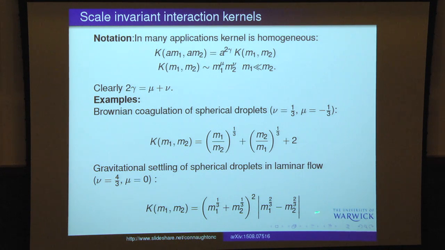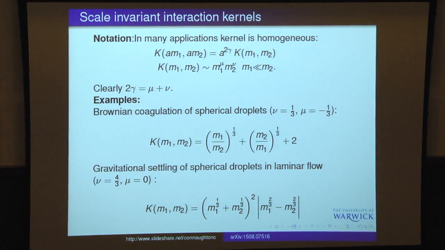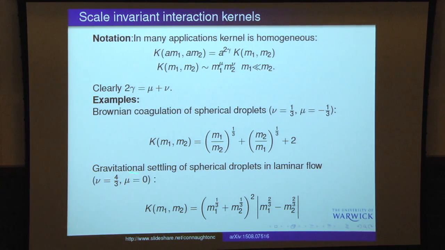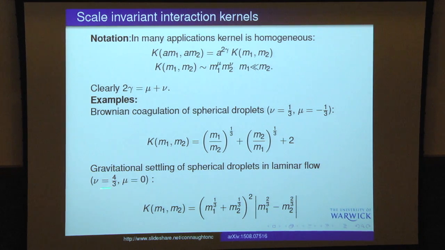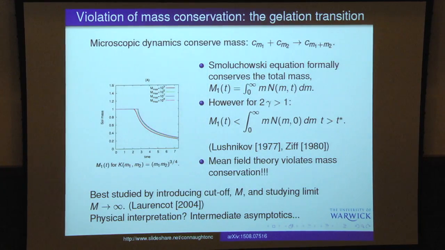This is a kernel which people in cloud physics have been using since the 50s. They do numerical simulations, and it agrees with experiments to within a factor of 2, which everyone in cloud physics is happy with. And it satisfies this criterion of Van Dongen and Ernst to exhibit instantaneous gelation. So if it's really true that you have a singularity in 0 time, why is it that people are using this as a model for the physical world?